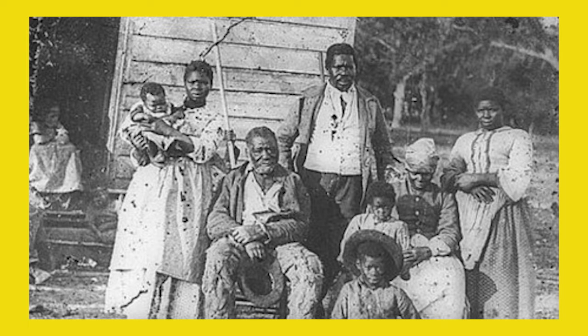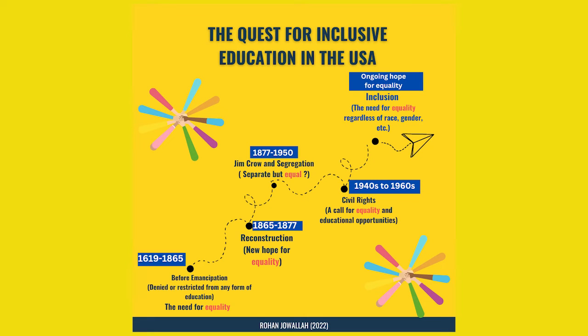Now, I'm sure you can remember prior to the emancipation period, the access to reading and education was limited. As a matter of fact, it was illegal for slaves to engage in education or reading. That was a quest for equality. They were not seen as being equal, so they were excluded. Before emancipation, individuals were denied access or restricted from any form of education. That was a cause for equality. The need for equality was very present before slavery ended.